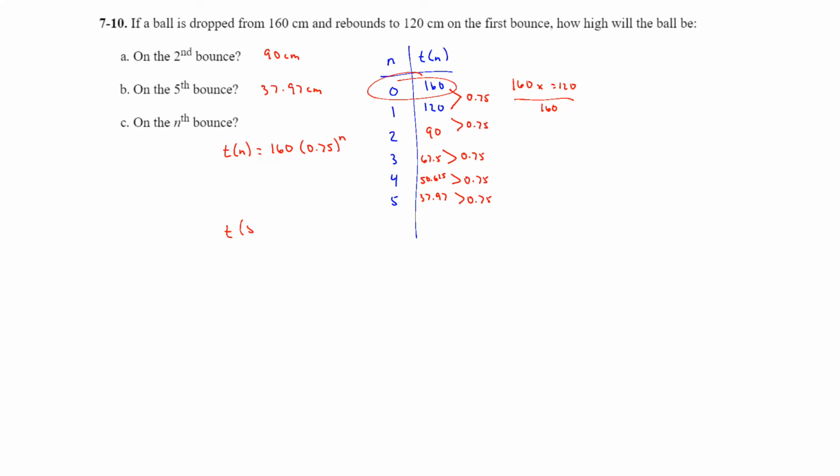part B, we could say T of 5 is equal to 160 times 0.75 to the power of 5, and plug 5 into your calculator and see what value you get. And if you do that, you'll get 37.96875, which is the same value we got before, and we just rounded it.